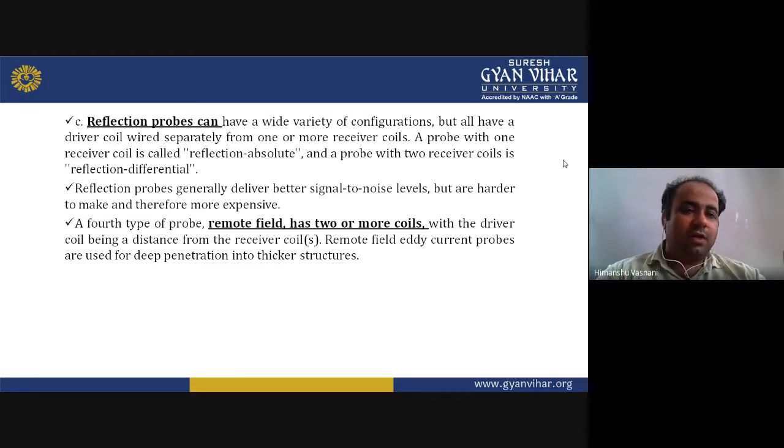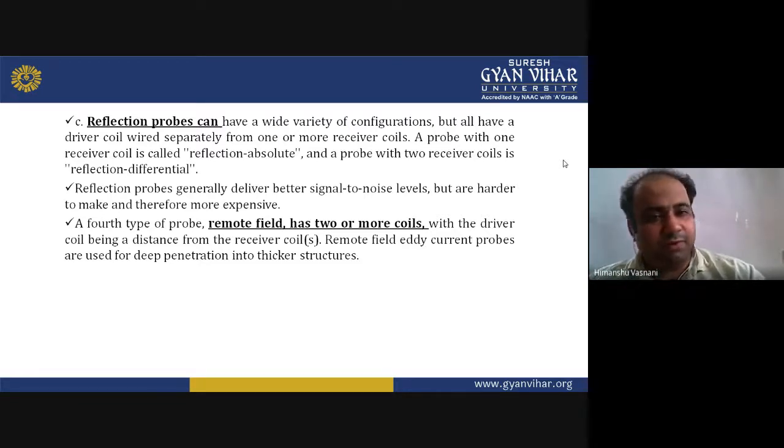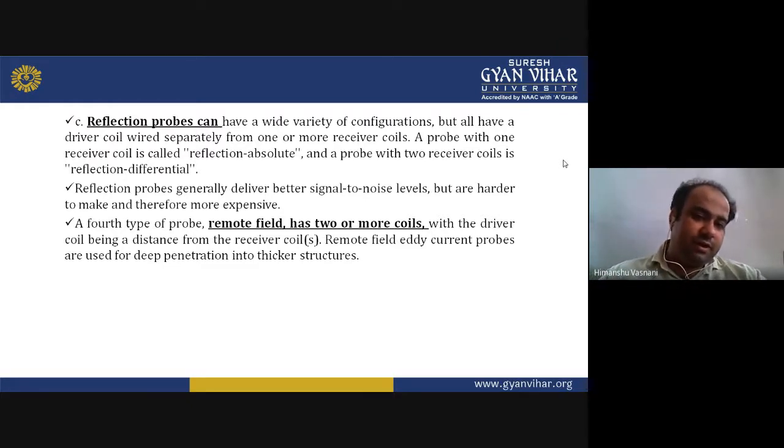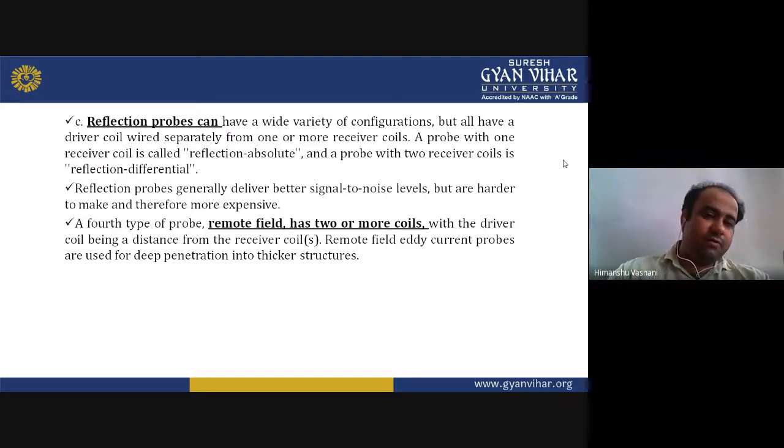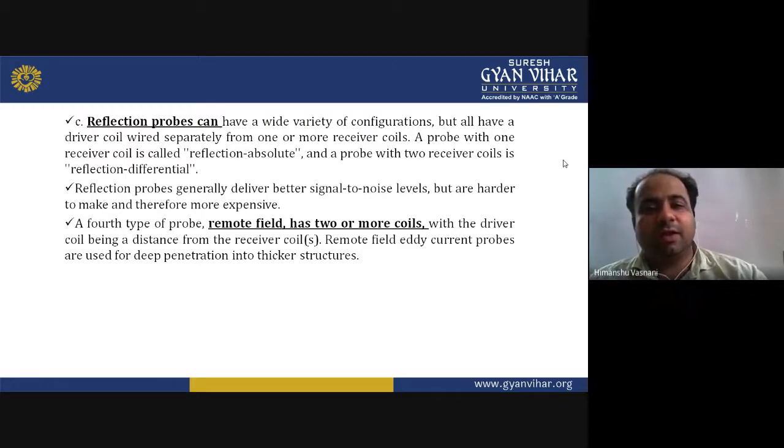A probe with one receiver coil is called reflection absolute, and a probe with two receiver coils is called reflection differential. Reflection probes generally deliver better signal to noise ratio, but are harder to make and therefore more expensive. The reflection probes are expensive.